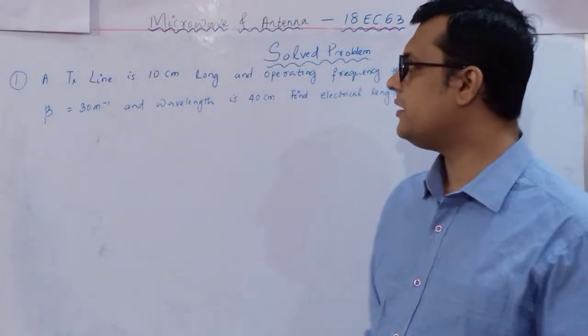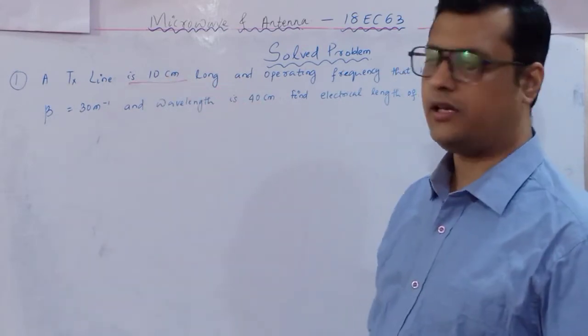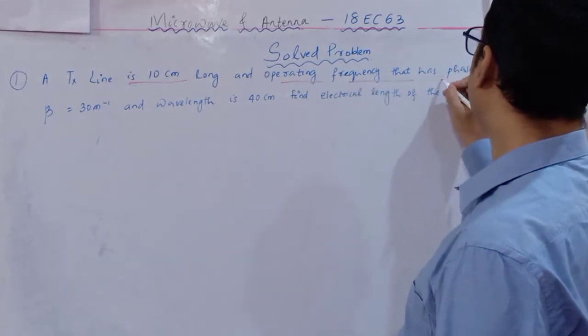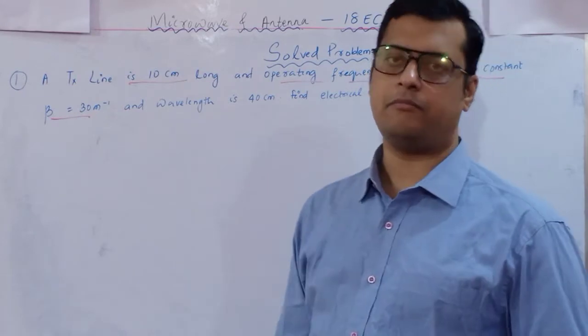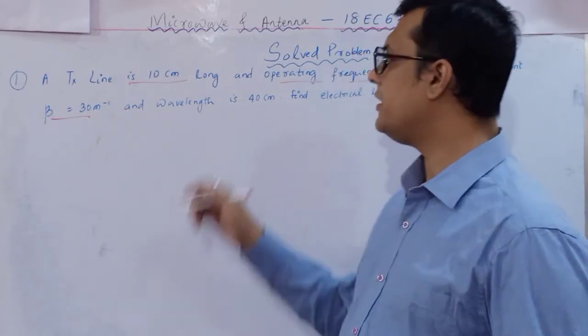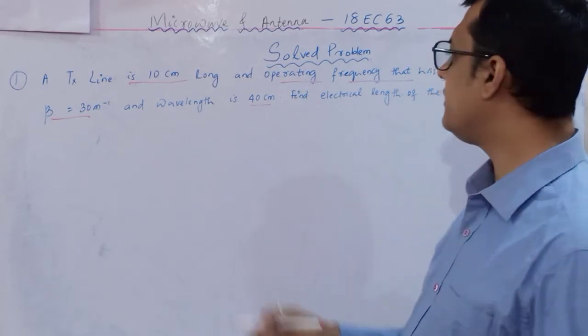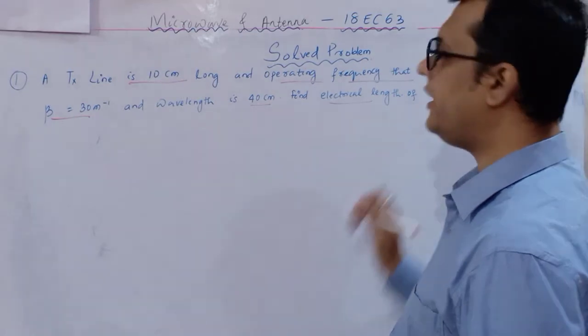You can see that a transmission line whose length is 10 centimeter, okay, and operating at a frequency which has phase constant beta of 30 per meter, okay, and wavelength of 40 centimeter. Find the electrical length of the line.